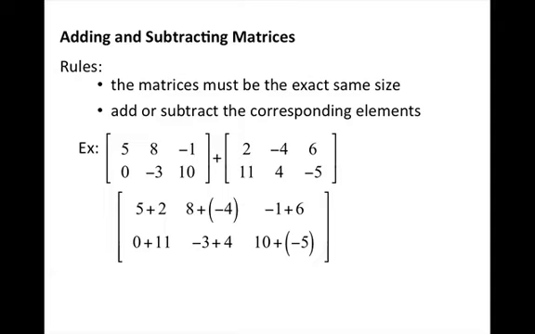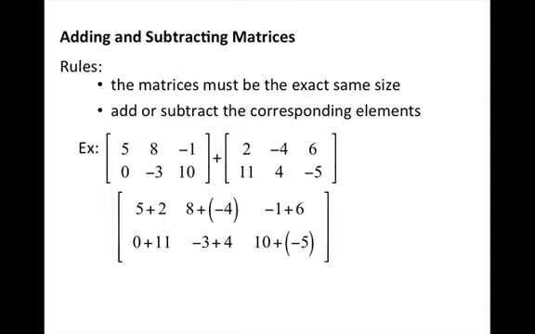Now, the second matrix, I suggest you put it in your notes just so you'll see what we did, but you don't have to write this step out every time. So in row 1, column 1, I have 5 plus 2. In row 1, column 2, I have 8 plus -4. In row 1, column 3, I have -1 plus 6. Then for row 2, I'm going to have 0 plus 11, and then -3 plus 4, and then 10 plus a -5.